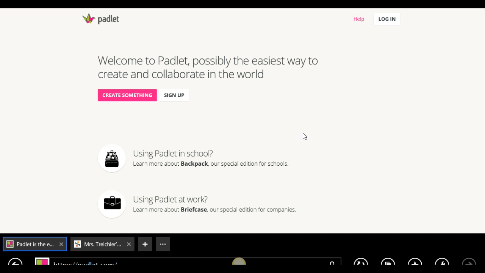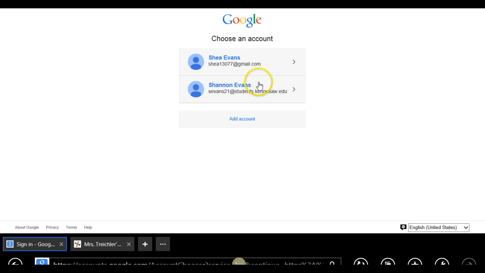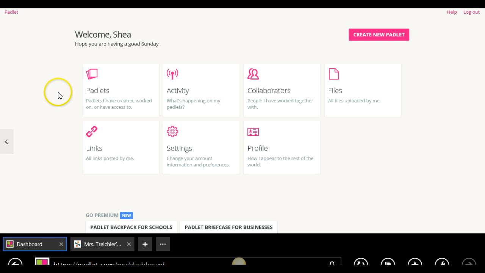So to create an account, you go to padlet.com, which is where I am right now, and you would click to sign up. I already have one, so I'm going to click log in. I signed up with my Google account. This is the dashboard for Padlet. I have some Padlets, but we'll get to those in a second.